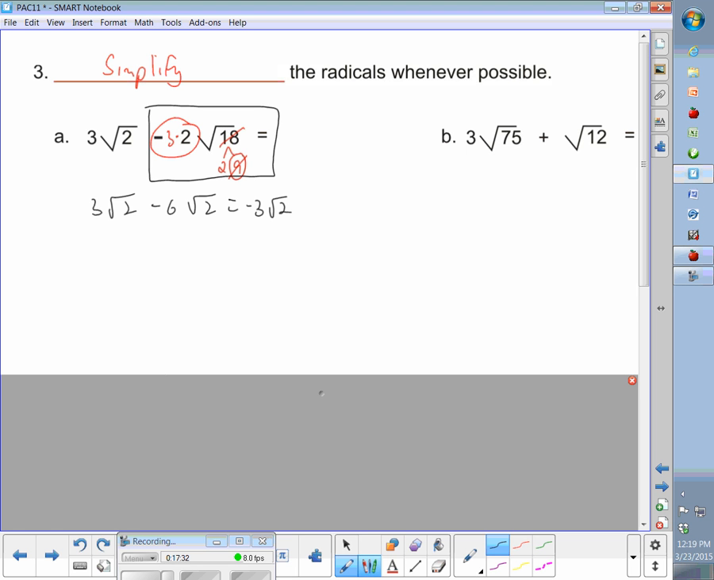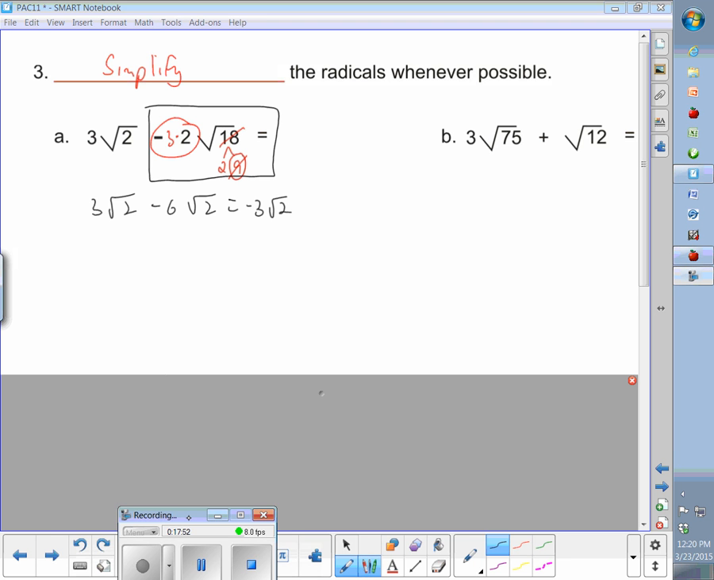Okay. So what do we do with B here? Well, we're looking. So again, same process, right? Here's your thought process. Oh, I'm adding radicals. Are they like radicals? No. Can I simplify them? Yes. All right, go ahead and simplify. Okay, so here would be your thought process. Sam, what did you do with the square root of 75?